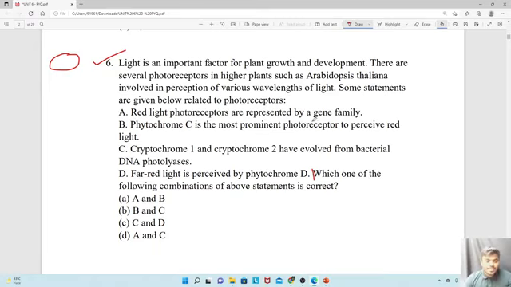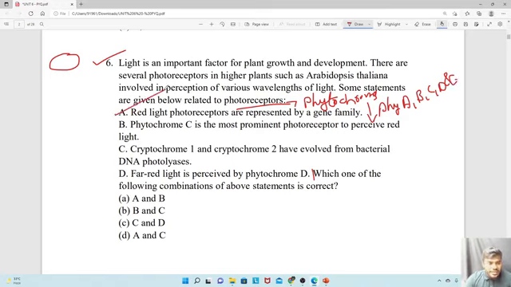Okay, look into the question. Red light photoreceptors are represented by a gene family. Here what do red light photoreceptors mean, friends? Red light photoreceptors are nothing but phytochromes only. We have already discussed very clearly in today's class. Phytochromes can be coded by 5 genes. I told you phytochrome A, B, C, D and E. So absolutely true statement, option A.